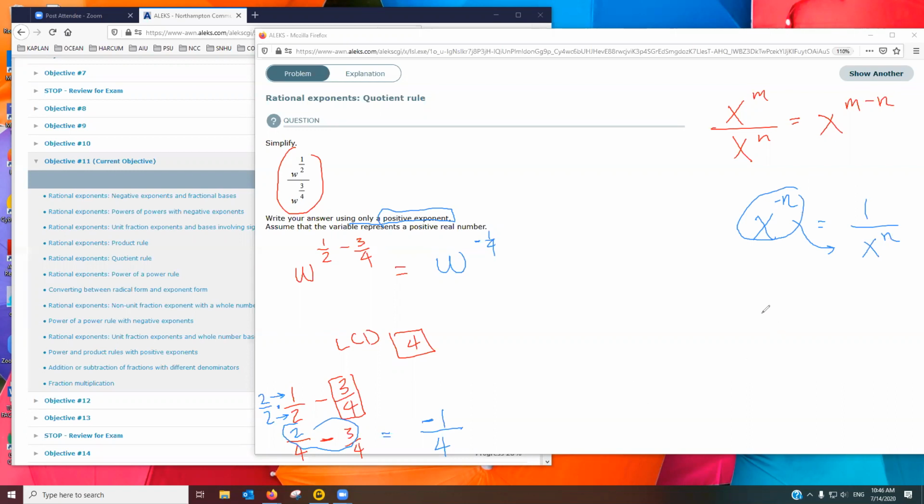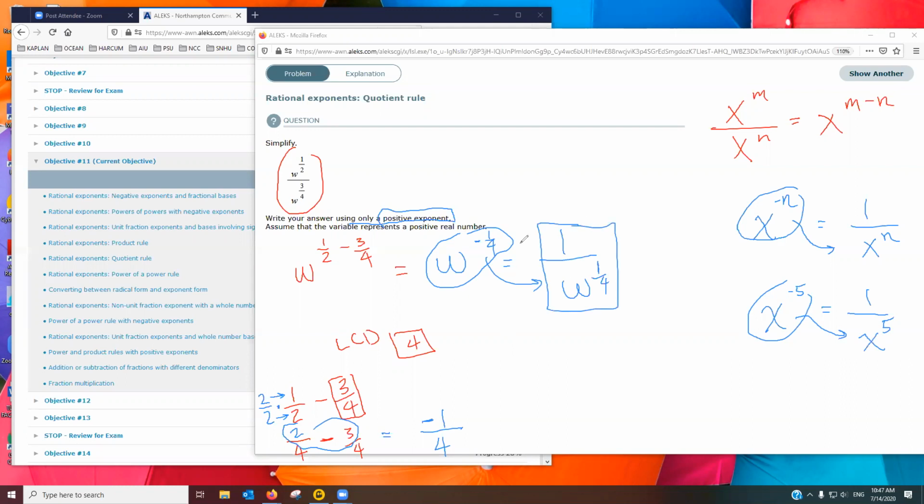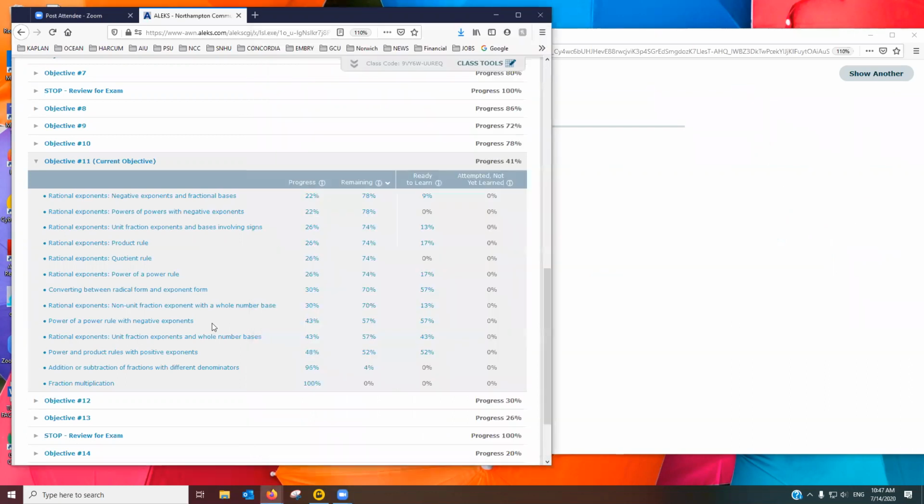Let me give you an example. Let's say I had x to the -5. To get rid of that negative exponent, you move this x to the -5 down to the bottom of the fraction. That flips the exponent to be a +5. So I'm going to do the same thing with this example. I'm going to move this w to the -1/4 down to the bottom of the fraction. That's going to flip it to be +1/4. So the answer here is just 1 over w to the 1/4. All right, let me do a couple more examples.